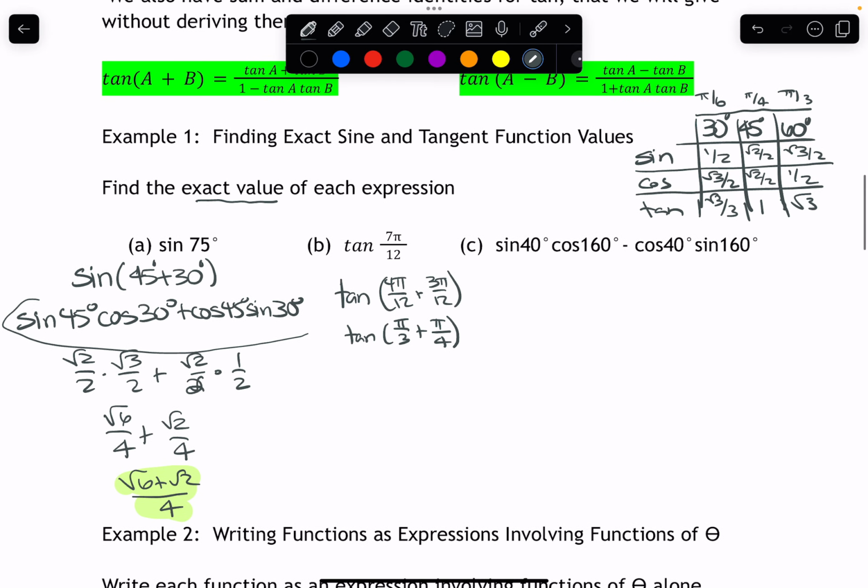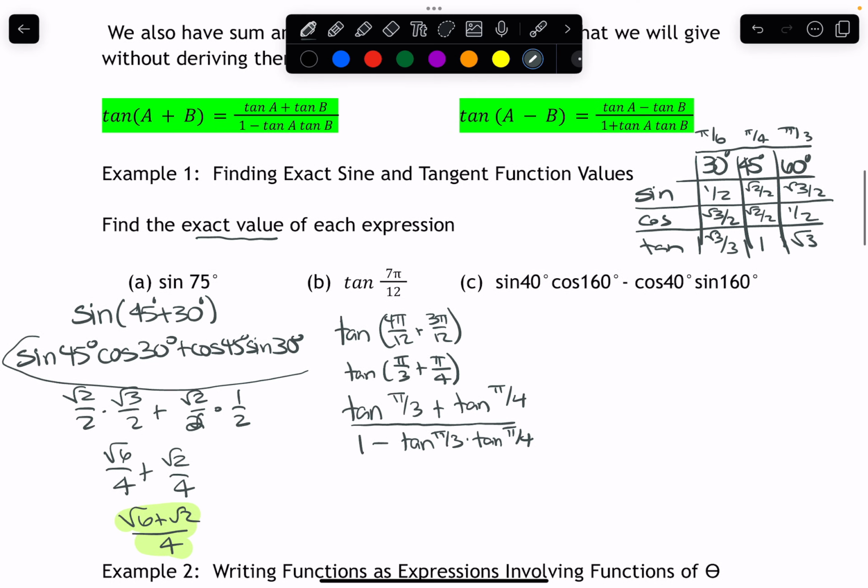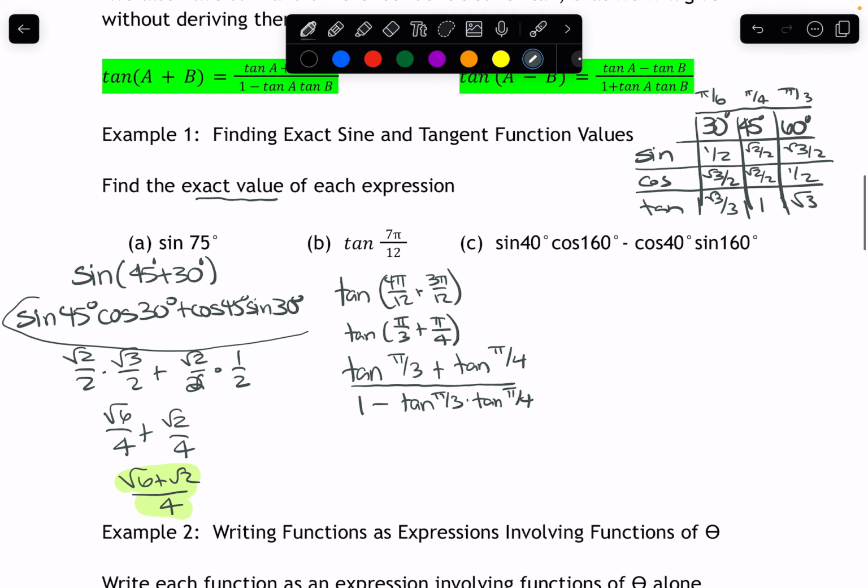So then I'm going to go back to my formula. Tangent of A, which is pi over 3, plus the tangent of B, that's pi over 4, over 1 minus tangent of pi over 3 times the tangent of pi over 4. Again, that's just straight up the identity, tangent of A plus B. Now we'll go to our values. The tangent of pi over 3 is square root of 3, and the tangent of pi over 4 is 1.